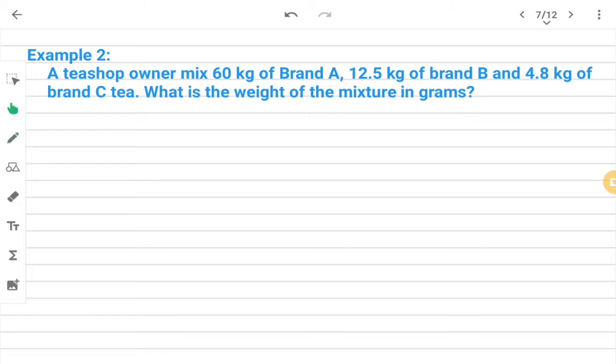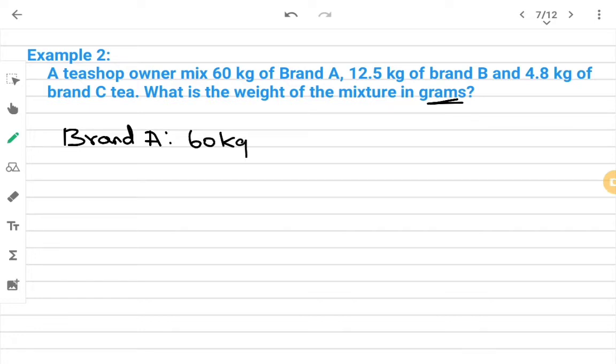Now example 2. A tea shop owner makes 60 kg of brand A, 12.5 kg of brand B and 4.8 kg of brand C tea. What is the weight of the mixture in grams? You have to give your answer in gram. First, brand A. How much weight? 60 kg, right?